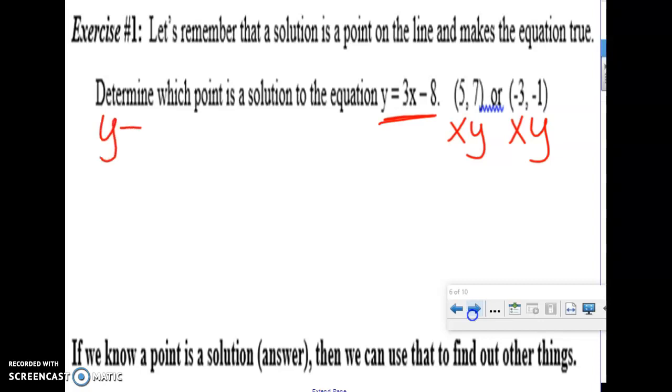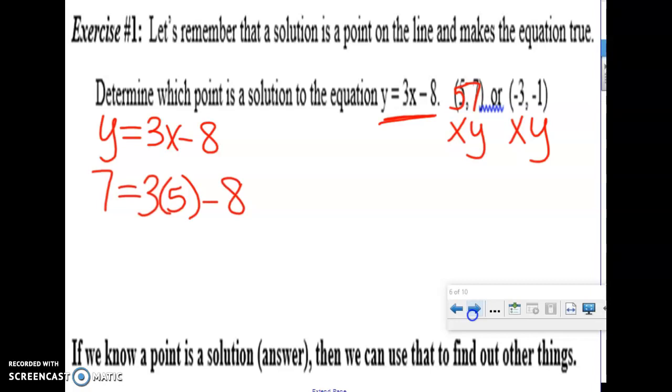Let's take the equation y equals 3x minus 8, and let's substitute in 5 for x and 7 for y. So 7 goes in for y, 5 goes in for x. And when we get this far, there's no solving, it's just simplifying. So 3 times 5 is 15, and then 15 minus 8, and we end up at 7, which is true because 7 equals 7. So that verifies the point 5, 7 is an answer to this equation, which means we can use it to find out other things about this equation.